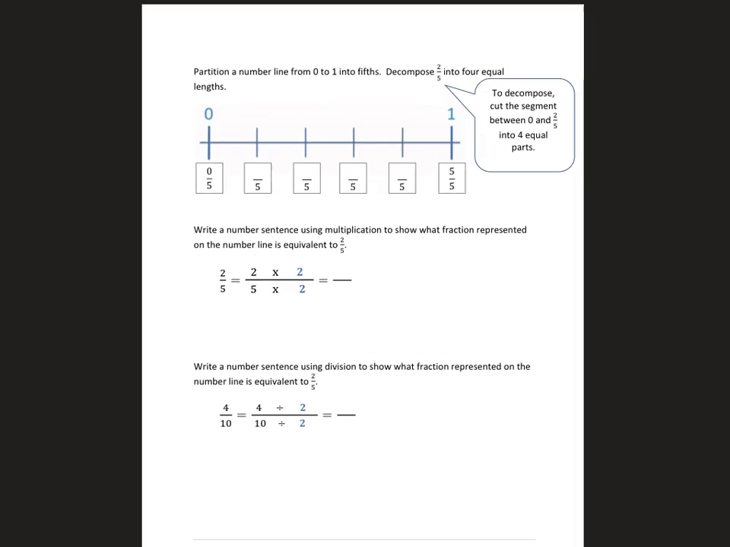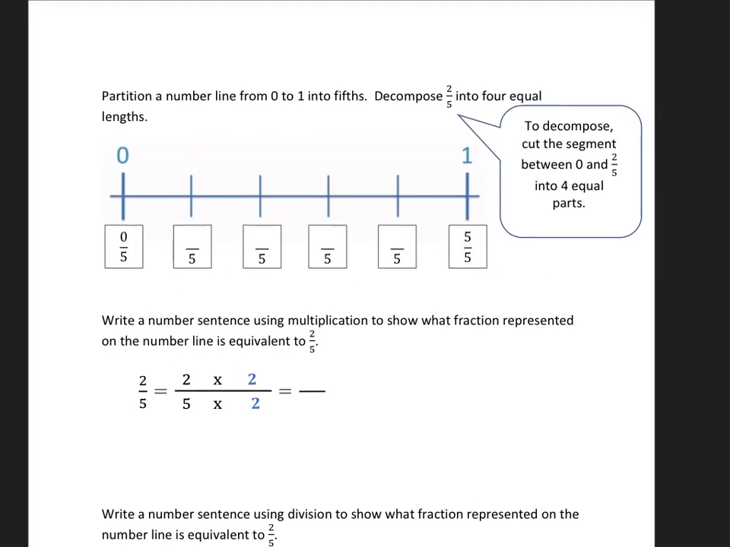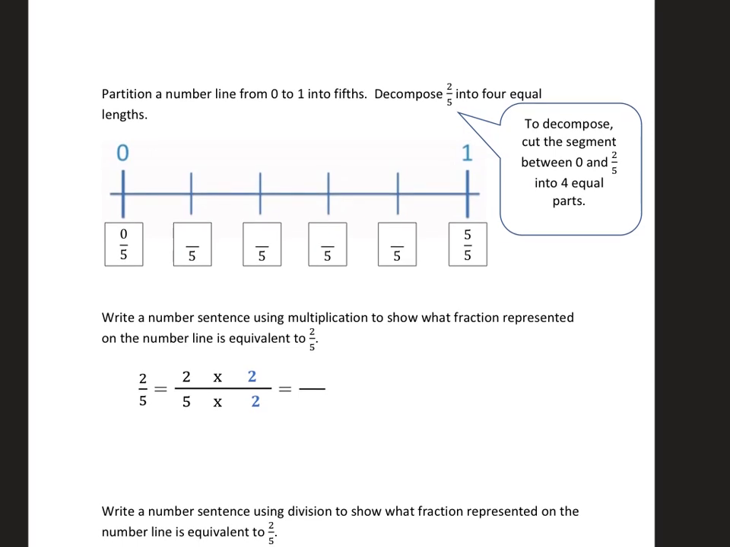All right, at the top of the next page, it says partition a number line from 0 to 1 into fifths. Decompose 2/5 into 4 equal lengths. So again, take it step by step. It says partition the number line from 0 into 1/5. So they did that by creating these 1, 2, 3, 4 lines, and then of course your 5th line is going to be the same as 1 whole right here. And now we just need to label it.